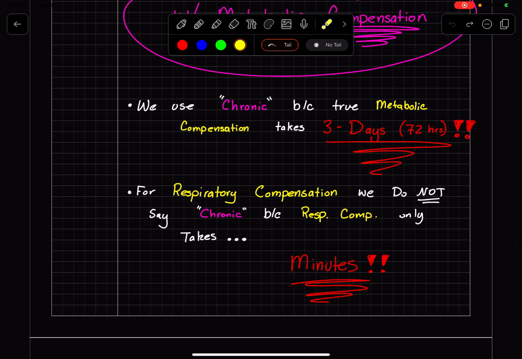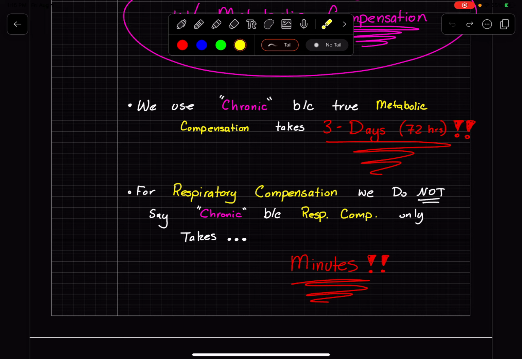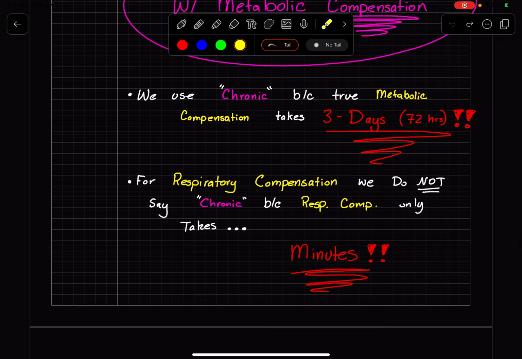Now, when it comes to a metabolic process being corrected by a respiratory process, we don't put chronic, right? We don't put chronic mainly because the respiratory compensation happens within minutes. It can be very acute. So the person could have been having the issue maybe 30 minutes ago, and he's already having respiratory compensation. He's already hyperventilating or hypoventilating, one of the two.